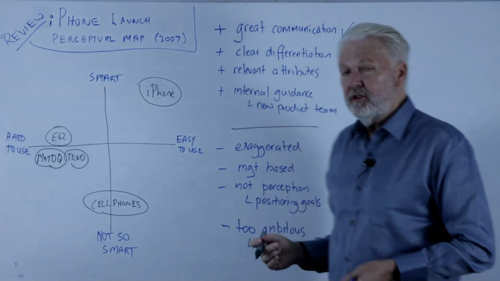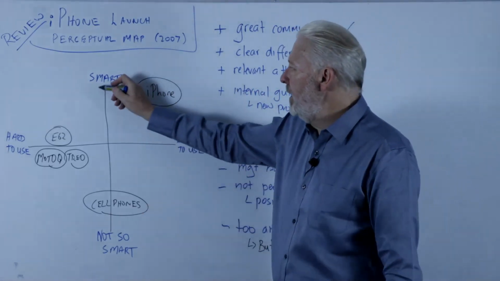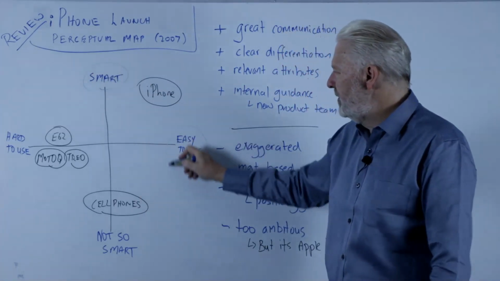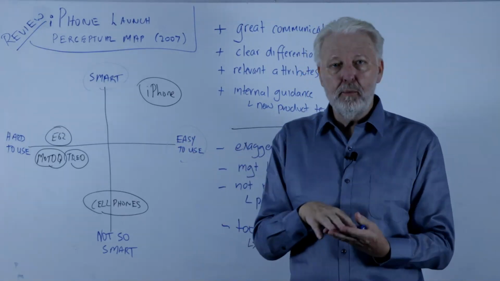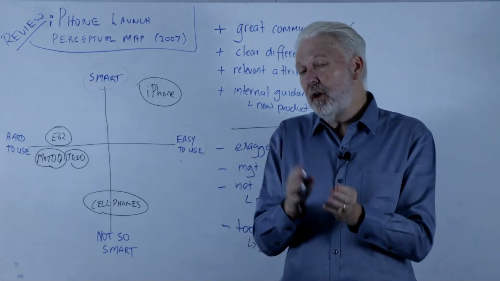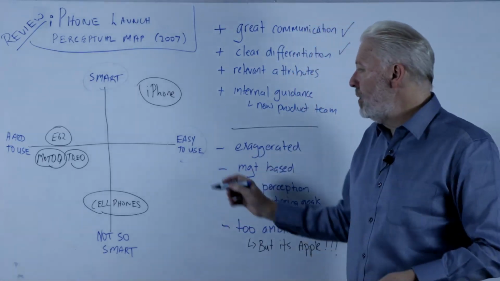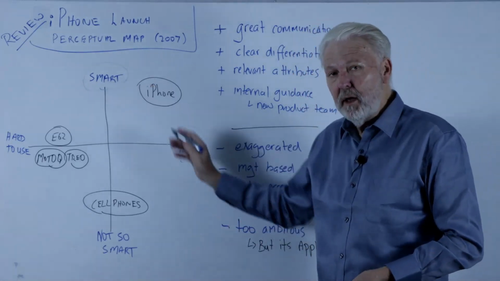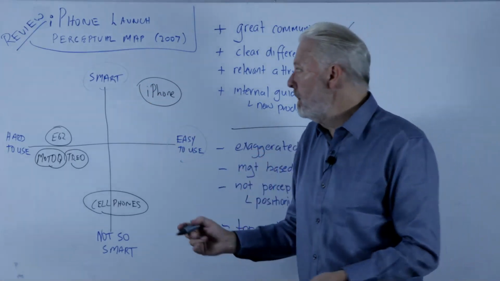Relevant attributes, I just touched on that. Now, in any perceptual map, we need to pick out attributes that are important to the consumer. A, they want that in their product. And B, it's going to help them choose between brands. So we want to make sure that these are decision-making attributes. They're sometimes called determinant attributes.